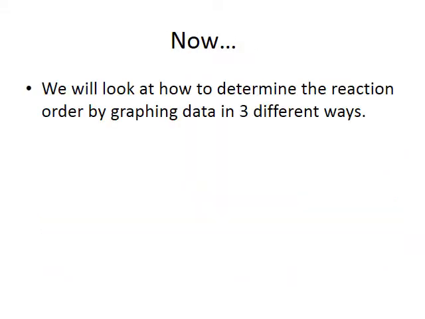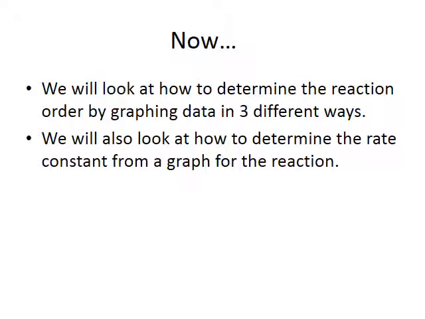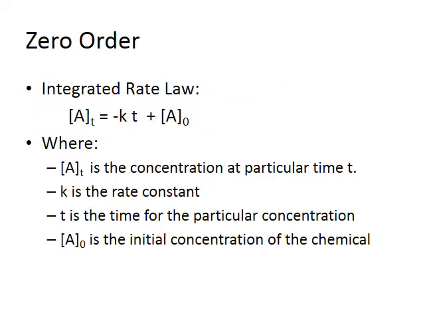Now we are going to take a little bit further look at reaction rates. We're going to take a look at how to determine the reaction order by graphing data in 3 different ways. It has to do with the orders of our reactions and how we analyze those graphs. And then we're also going to take a look at how to determine the rate constant and the reaction order from these graphs for a reaction.